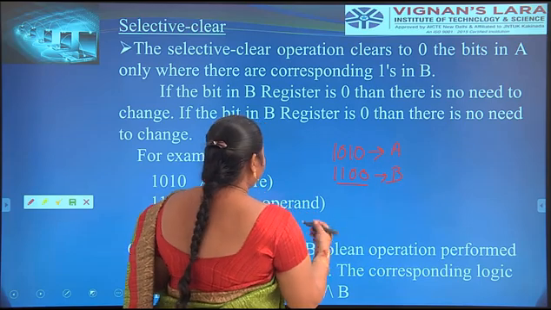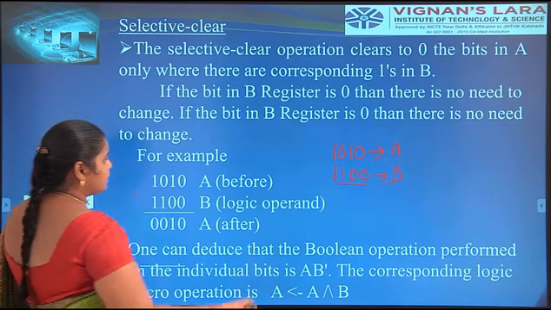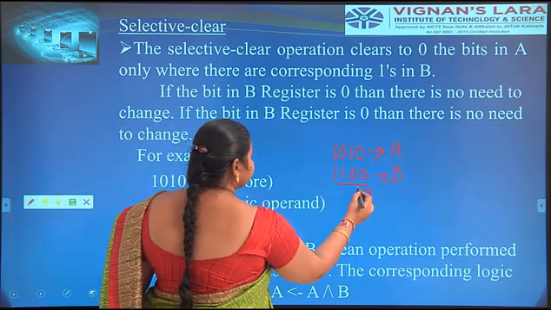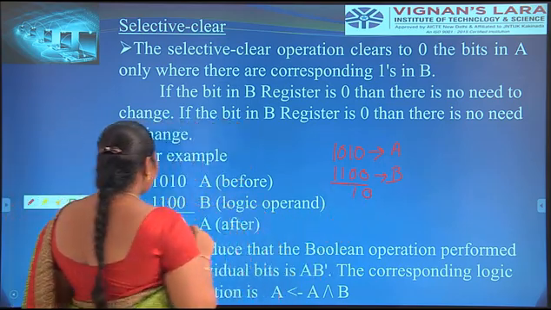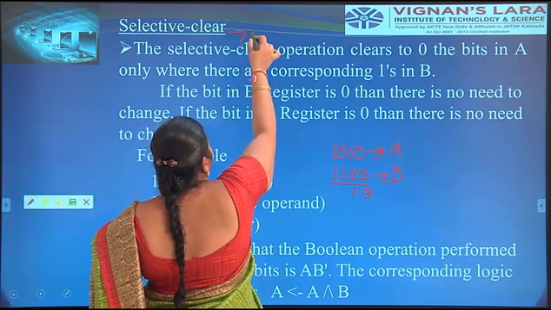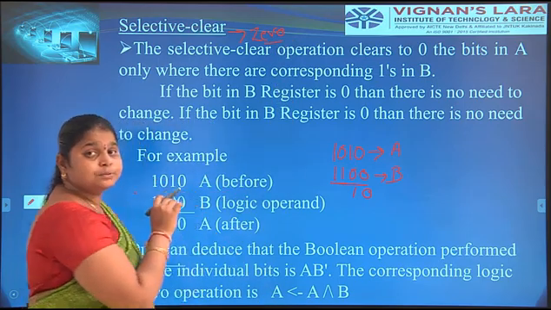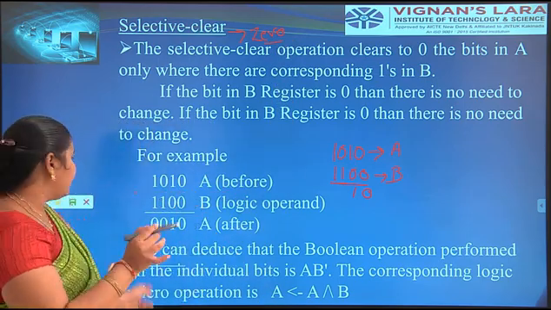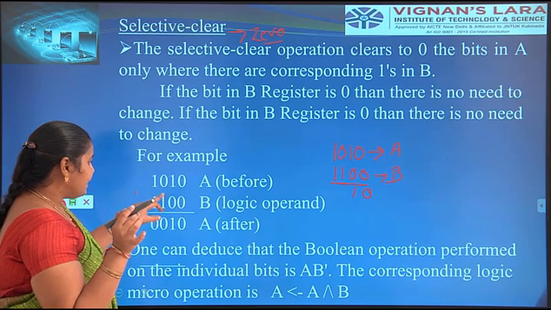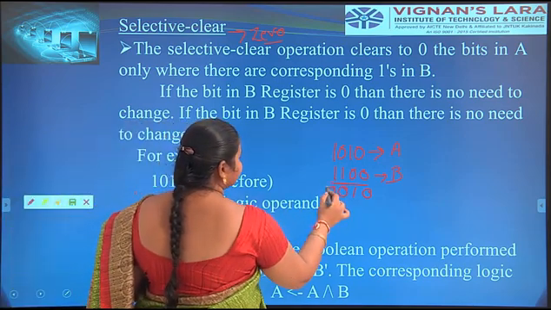A, B. Here there is no change for the B zero positions. That's why we place them as 0 and 1. And clear means here clear is known as 0. Set means 1. Like that, clear means 0 here. Here the 1 is placed as clear 0, and the 1 here is also placed as 0.